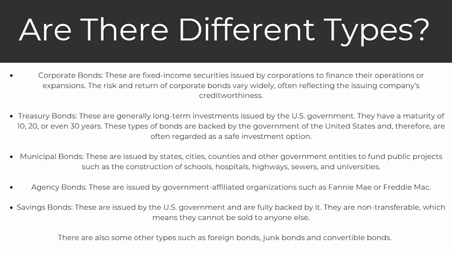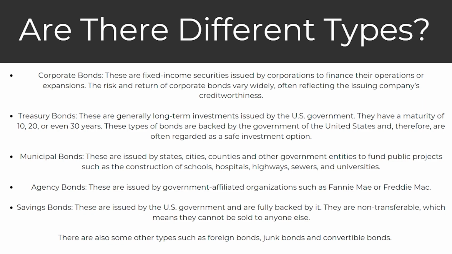Then you have treasury bonds. These are generally long-term investments issued by the US government. They have a maturity of 10, 20 or even 30 years, and these types of bonds are backed by the government of the United States and therefore are often regarded as a safe investment option.